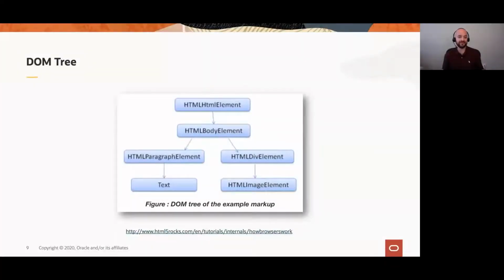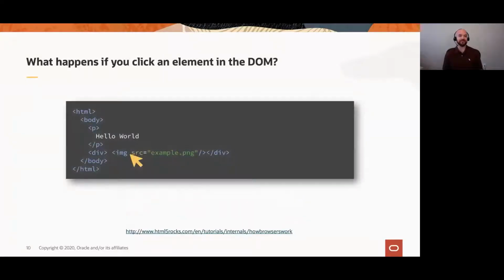The web pages these days are alive, and that's what we're doing with JavaScript and the DOM. All right, so that's the basics there. Now, what happens when you click on an element in the DOM, such as this image tag here?